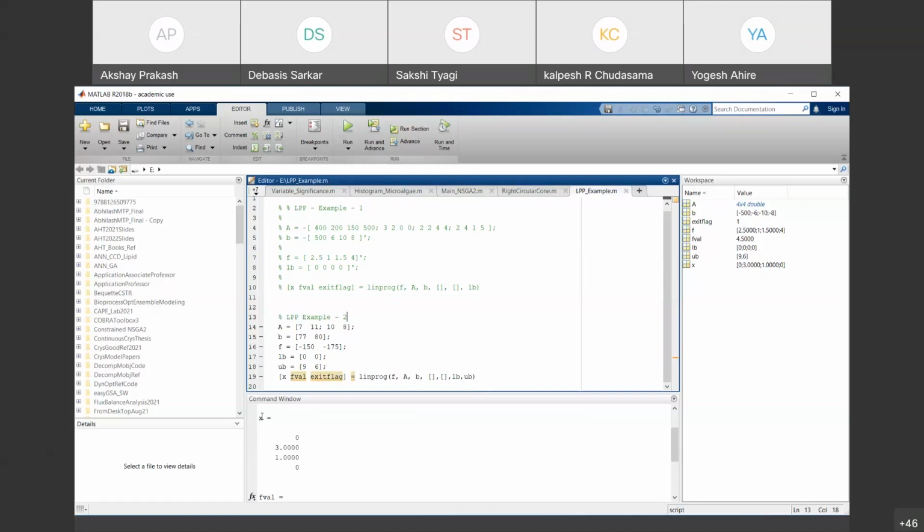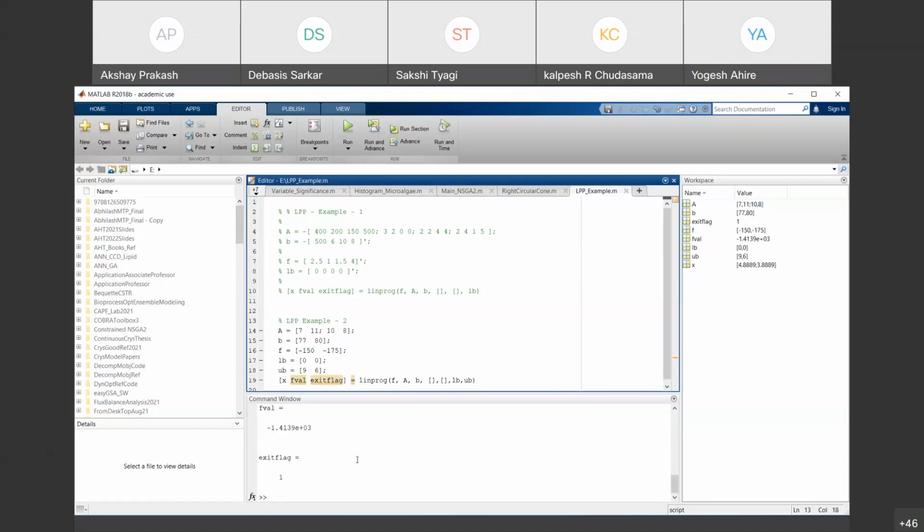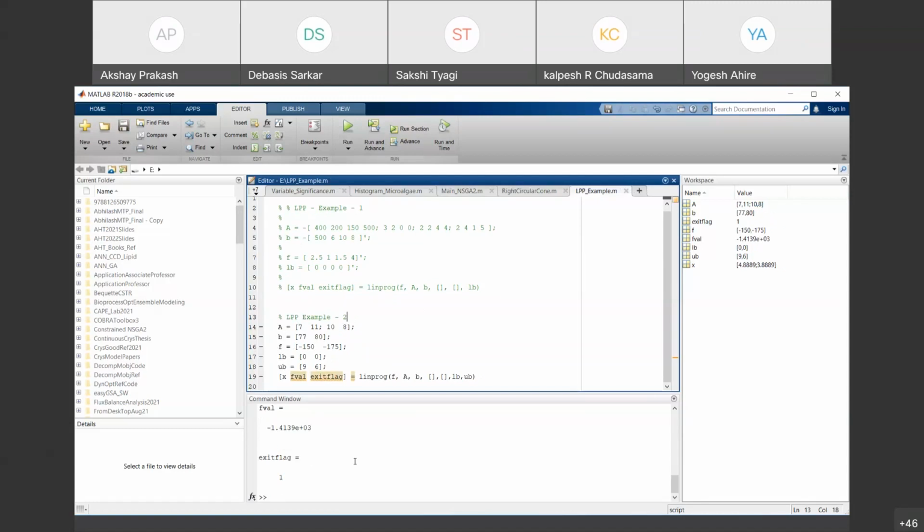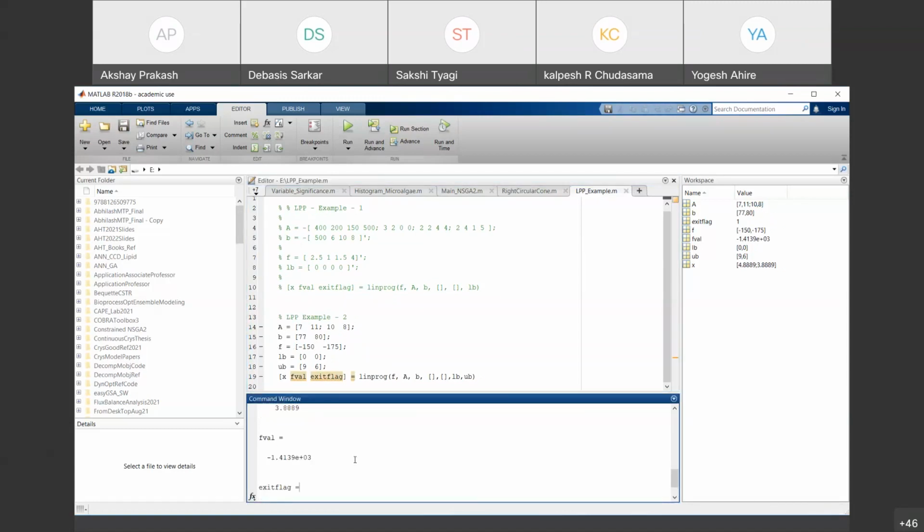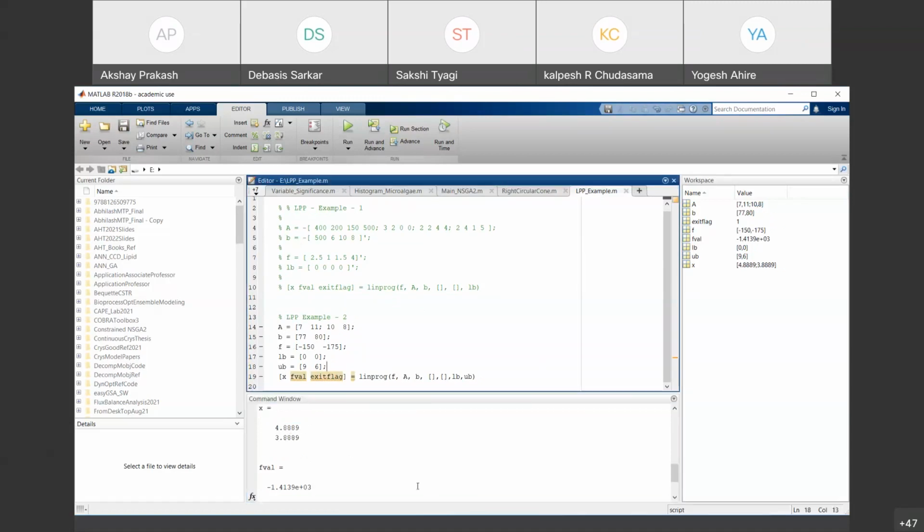And just run. Flag 1 means the optimal solution was obtained, successfully terminated. 3.88, 3.89, 3.88 is the solution. Okay, so that's all from my side.